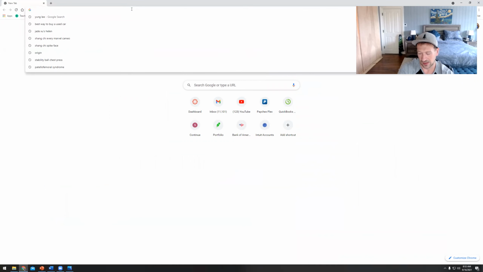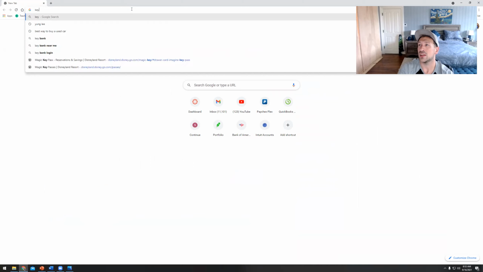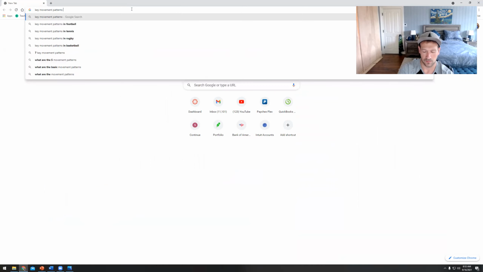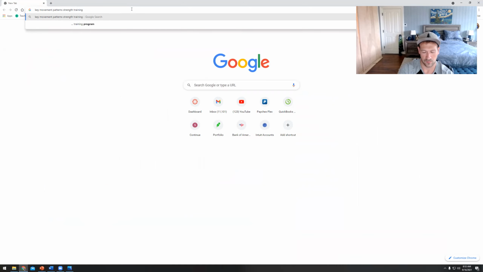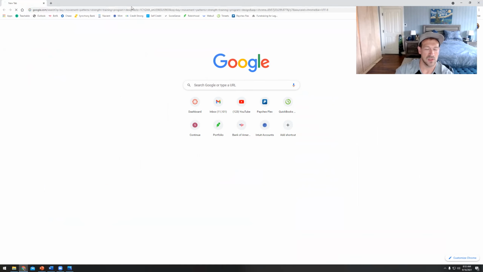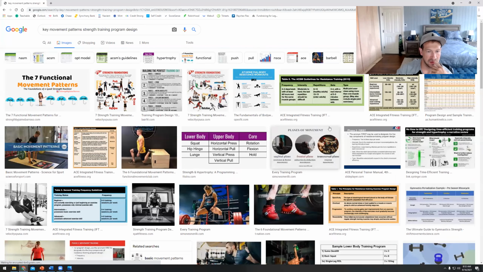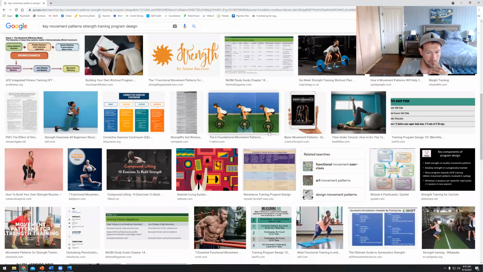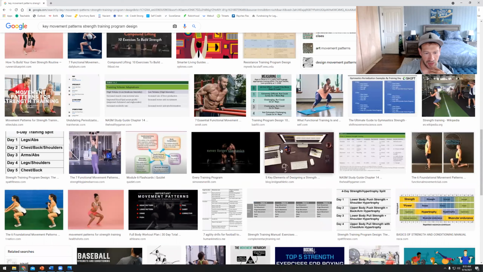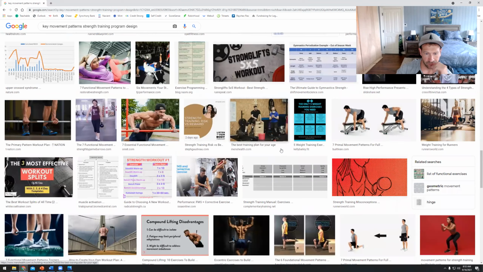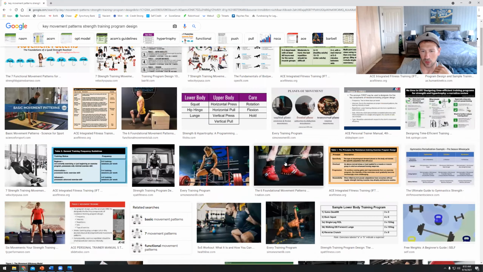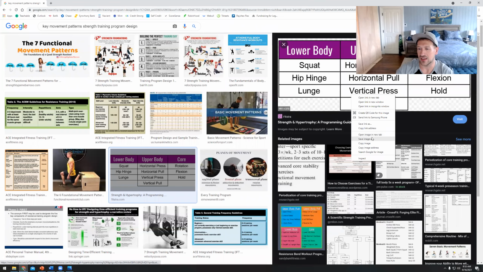Let's see here. Key movement. I can find a picture of what I'm looking for here. Not quite. This is really close to what I'm looking for. There's NASM's stuff. Not quite finding what I was looking for.